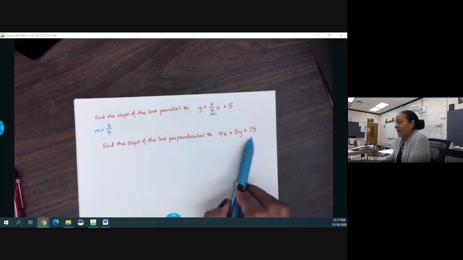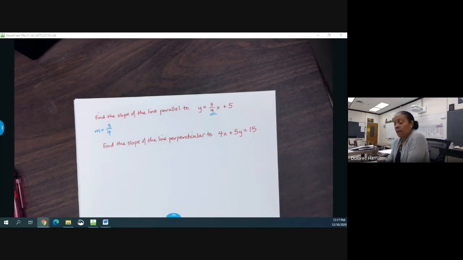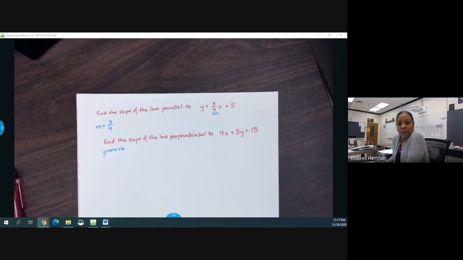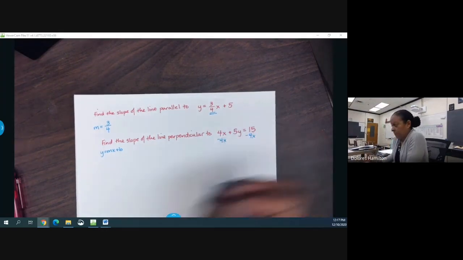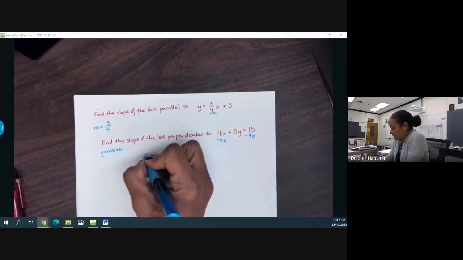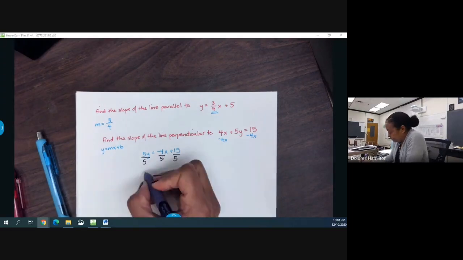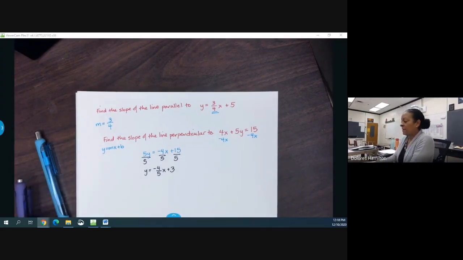And you'll notice that this is in standard form. So what we want to do is rewrite it so that it's in slope-intercept form, so we can identify what the slope is immediately. Keeping in mind, slope-intercept form is y equals mx plus b. So what we want to do is we want to get y by itself. Here we go, subtracting the 4x. Leaving us with this equation. We want to get y alone, so the last step is dividing everything by 5. And when we do, we end up with this equation.